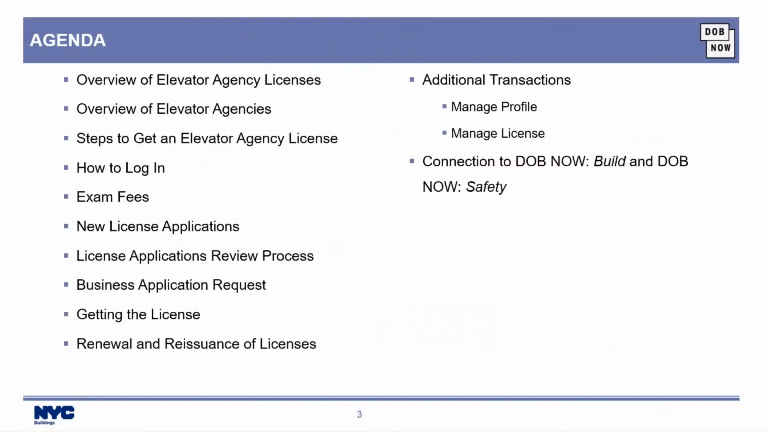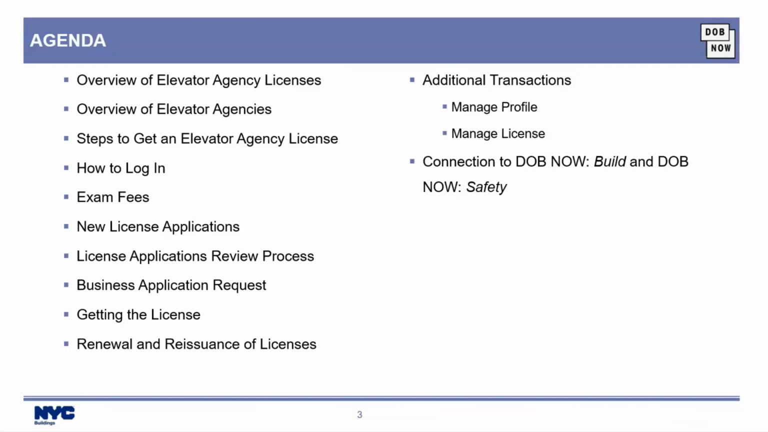So let's go over what we're going to talk about in today's training. We're going to start with an overview of elevator agency licenses and an overview of elevator agencies, what the requirements are for both. We'll then talk about what the steps are to get an elevator agency license. We'll talk about how to log in. We'll mention exam fees briefly, although that doesn't really apply here. We'll talk about new license applications and what the review process is for license applications. We'll talk briefly about the business application request, although that isn't, again, an essential part of this training.